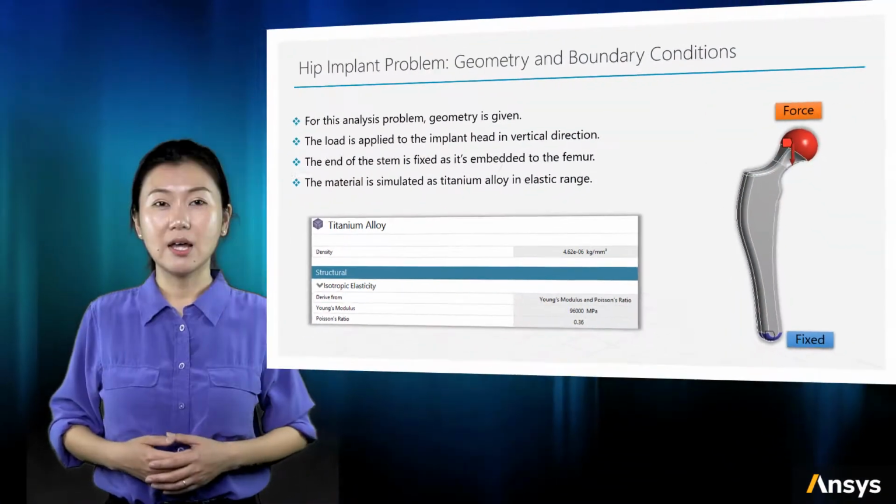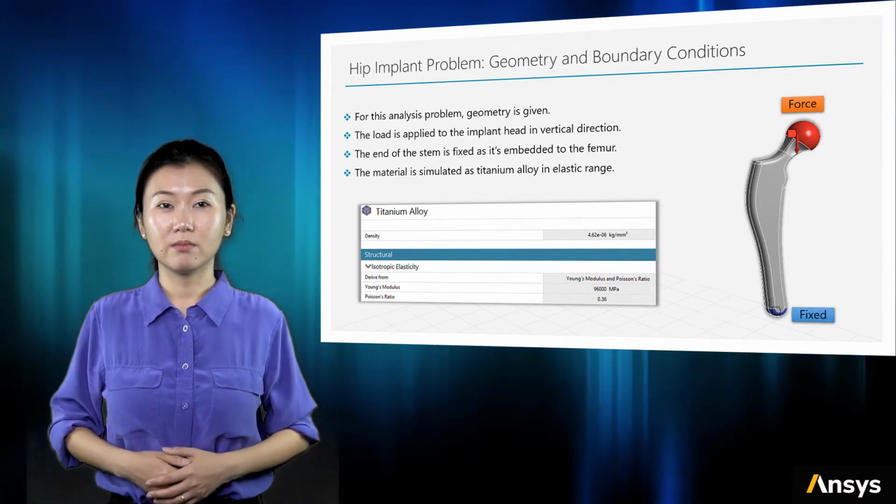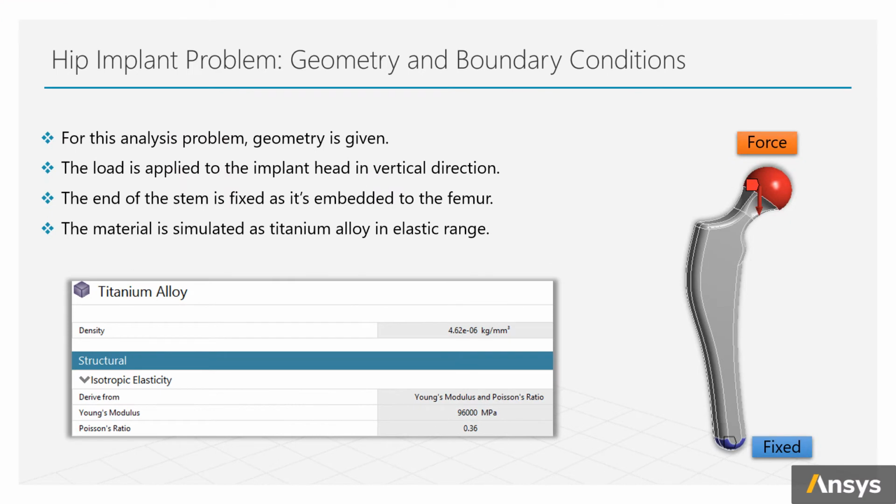For this analysis problem, geometry is given. The load is applied to the implant head in vertical direction. The end of the stem is fixed as it is embedded to the femur, which is the thigh bone. The material is simulated as titanium alloy in elastic range with given Young's modulus and Poisson's ratio.